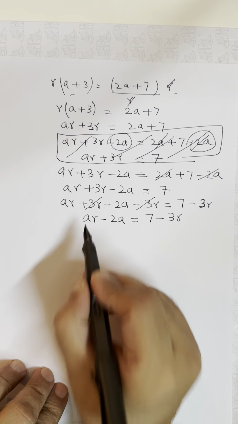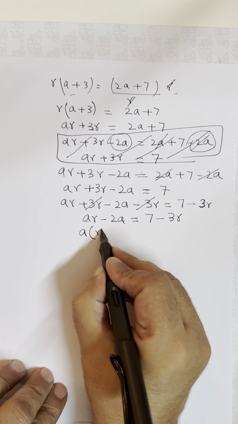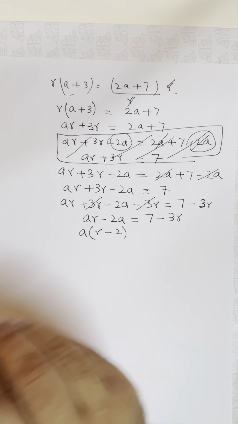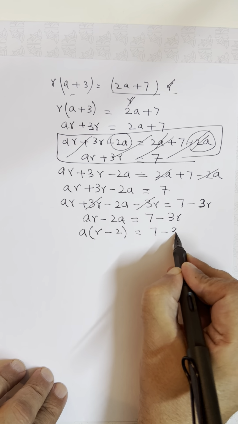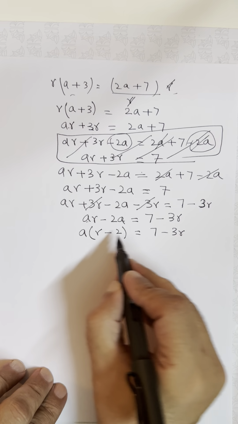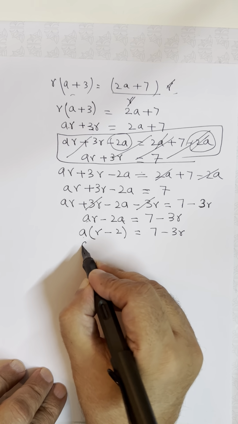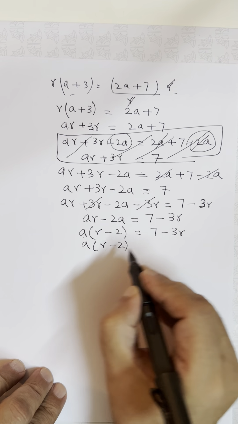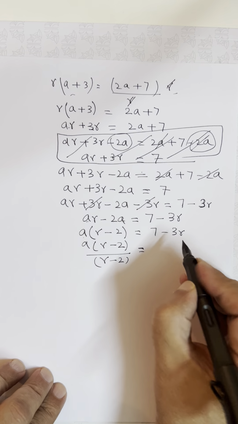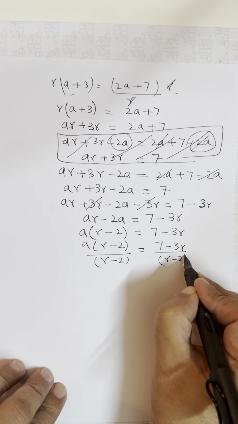Okay, now focus on the left hand side. You've got a common in both of these, which means that we can take a out and put everything else in the bracket. Okay, can we do that? Right. Okay, and you've got 7 minus 3r on the right hand side of the equation. Now let's just keep a here and take everything else to the right hand side. How are we going to do that? We've got r minus 2, and we divide that by r minus 2. And when you do that on the left hand side of the equation, remember what you have to do? You have to do the same on the right hand side of the equation as well.